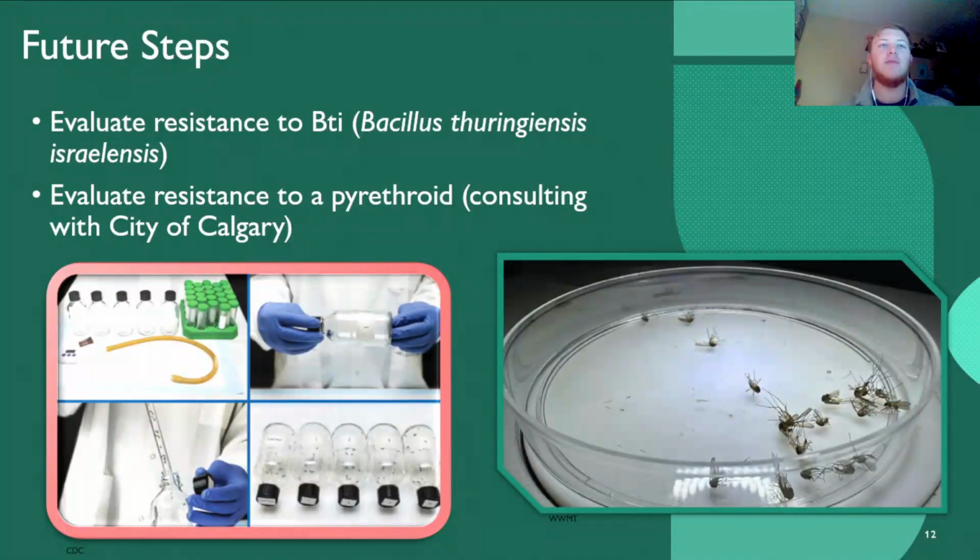For future steps of this research, we would need to evaluate resistance to BTI, which is a bacterial insecticide used in Calgary and other parts of the world, and resistance to pyrethroids with bottle assays.